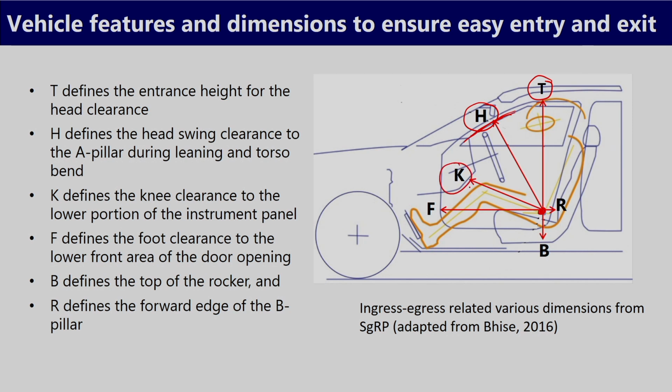This is related to knee clearance dimension. This is the distance from the seating reference point to the dashboard or the steering wheel hub. This distance indicates how much space is available, so that there should be sufficient knee clearance while the driver is sitting on the seat and adjusting the seat. The knee should not touch the lower edge of the steering wheel column or the instrument panel.